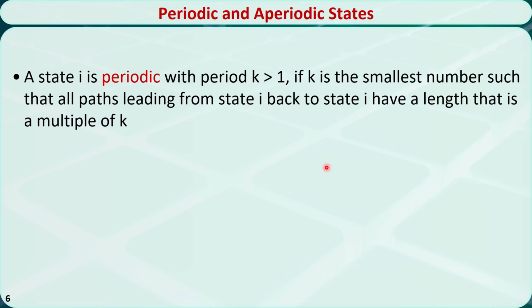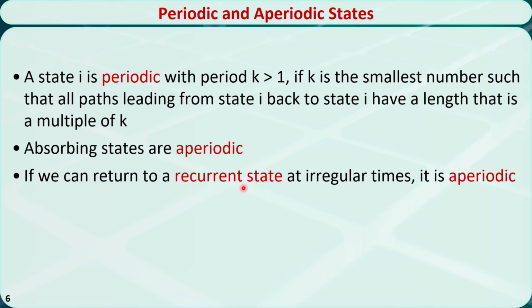A state i is periodic with period k, where k is greater than 1, if k is the smallest number such that all paths leading from state i back to state i have a length that is a multiple of k. Absorbing states are aperiodic. If we can return to a recurrent state at irregular times, it is aperiodic.